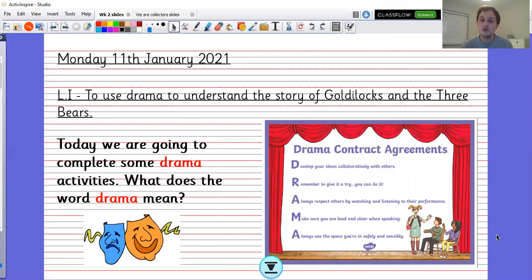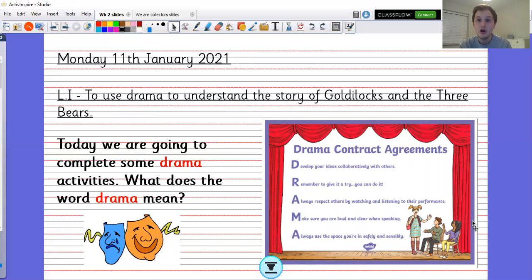Okay, fabulous. So drama is where you are acting it out, or you are maybe pretending to be someone that you are not. So today we're going to pretend to be some characters from Goldilocks and the Three Bears, and we're going to be acting it out. Now, there is always a little contract when it comes with drama. So drama stands for developing your ideas collaboratively. Now that is a humongous word, but what it means is working together. So work together with the people at home, maybe.